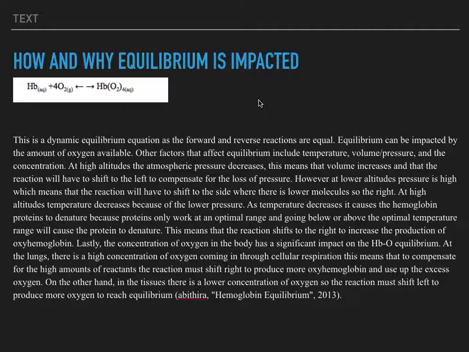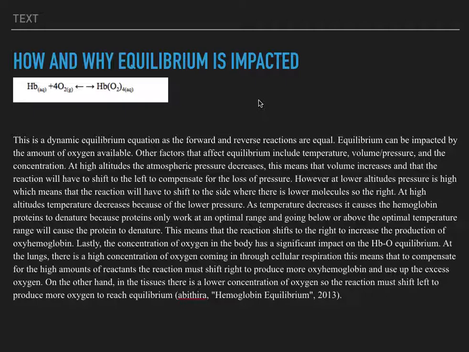As temperature decreases, it causes the hemoglobin proteins to denature because proteins only work at an optimal range, and going below or above the optimal temperature range causes the protein to denature. This means that the reaction shifts to the right to increase the production of oxyhemoglobin.